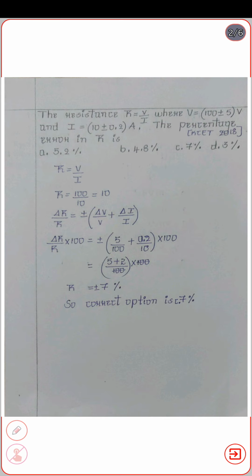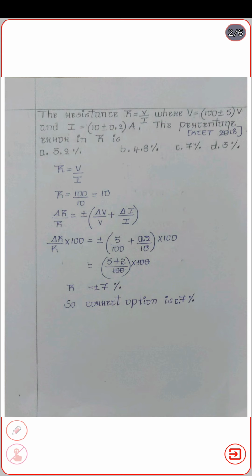This is quite similar to the previous one we solved, but there the density formula was not given, whereas here it's given, so it's very easy compared to the previous question. So R equals V by I. 100 divided by 10, you get 10. That's the resistance value. Next, for the percentage error, first I'm writing the formula for the relative error: delta R by R equals plus or minus delta V by V plus delta I by I. Multiplying by 100 turns that relative error into the percentage error.